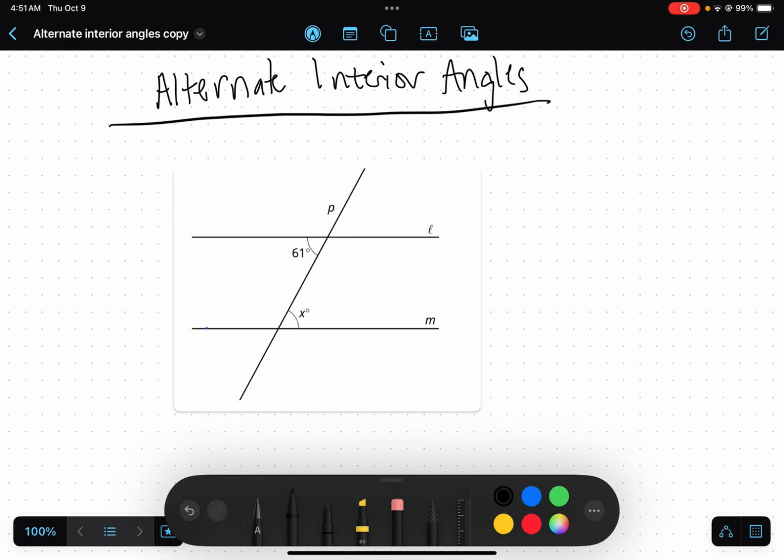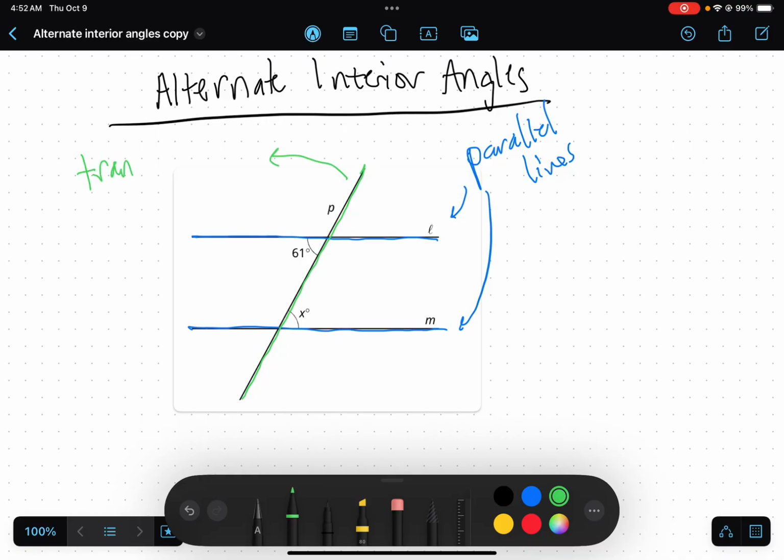In order to understand these, we need to understand a new type of diagram. And this diagram has parallel lines. So the key idea is that when you have parallel lines, some new angle relationships are created. In this diagram, we can see there's this line here, P, that's intersecting them. This line has a name. This line is called a transversal. And a transversal is a line that intersects a pair of parallel lines.